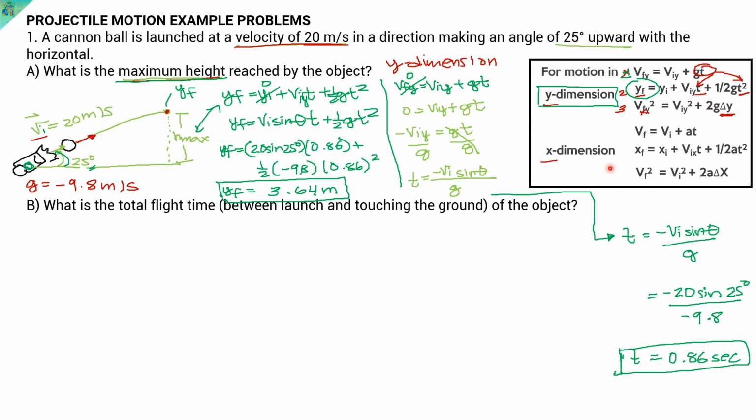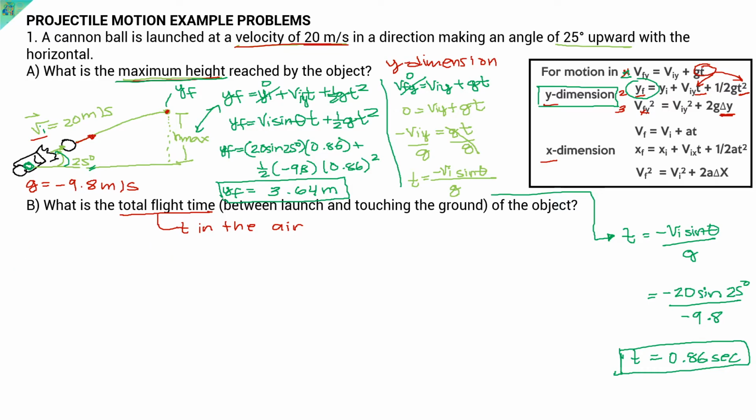Okay, so we'll now proceed with our next problem here. The next question is: what is the total flight time between launch and touching the ground of the object? Now, remember that total flight time is also time in the air. It means from when the cannon has been fired up to when it reaches the ground. So that's what we mean when we say time in the air or the total flight time.